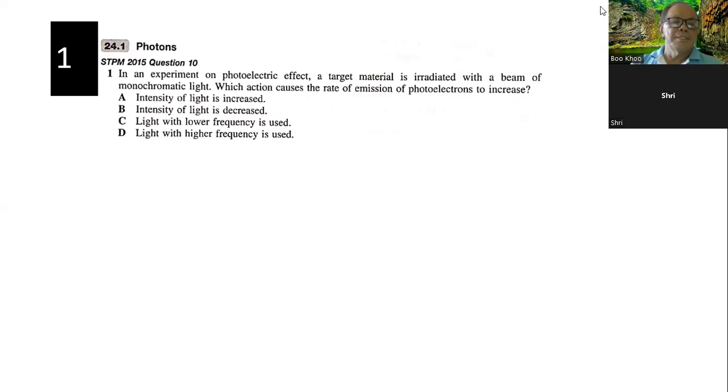C, teacher. Say again. C. No. Frequency controls the speed. A.